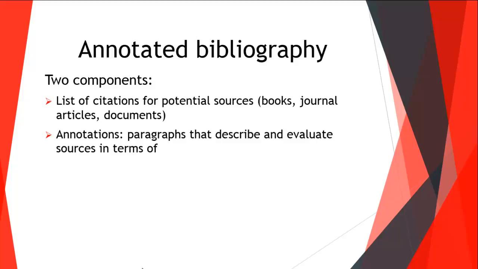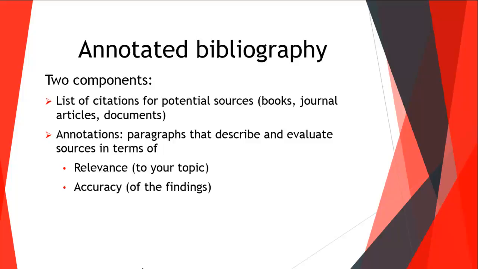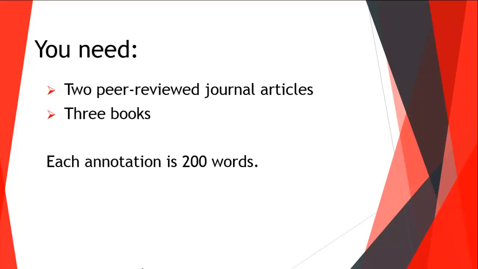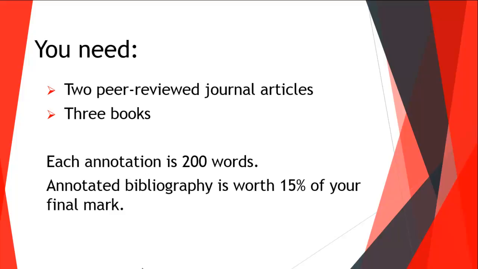And second, annotations, which are paragraphs that describe and evaluate sources in terms of the following criteria: relevance, accuracy, and quality. For this annotated bibliography, you must describe and evaluate 5 academic sources, 2 peer-reviewed journal articles, and 3 academic books. Each annotation must be 200 words, and overall the bibliography is worth 15% of your final term mark.